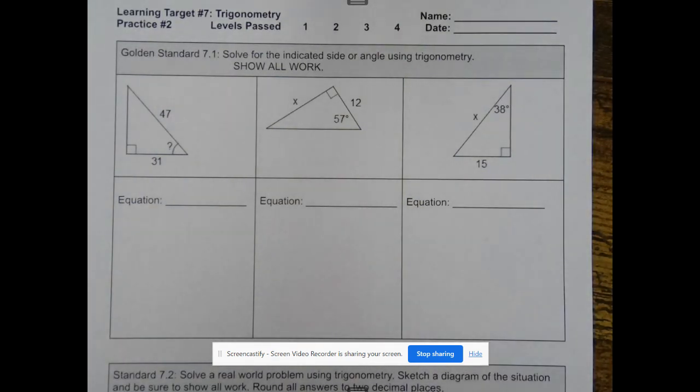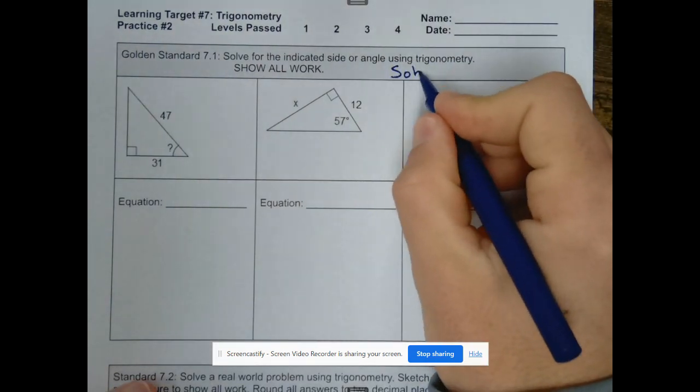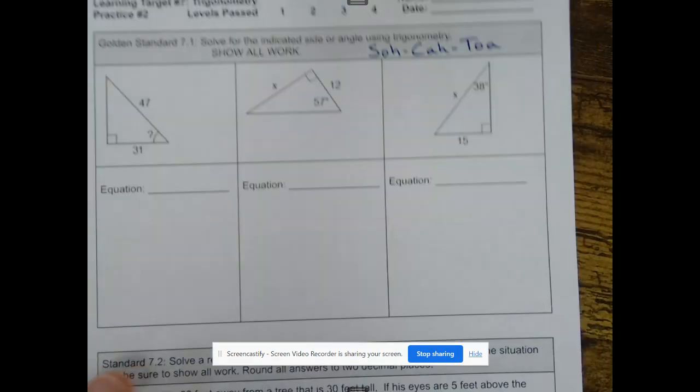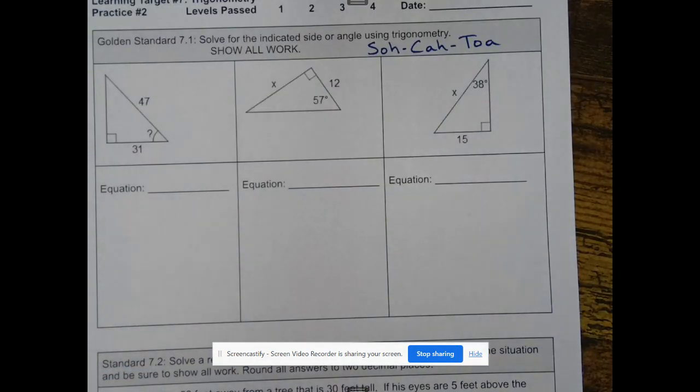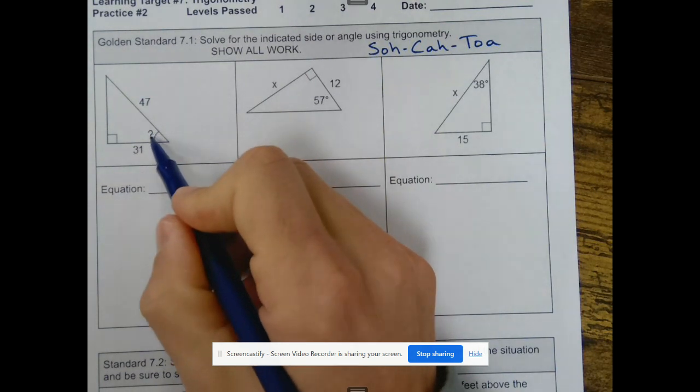The key for this one is you're gonna want to remember what? SOHCAHTOA. I would recommend writing that on the top just so that way it's less you have to keep in your head. So first step, let's identify our sides. We're looking for an angle on this first one.